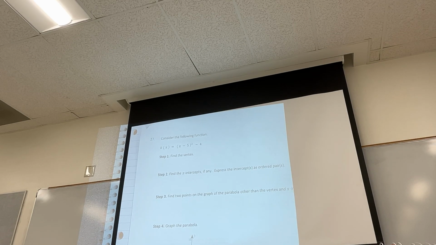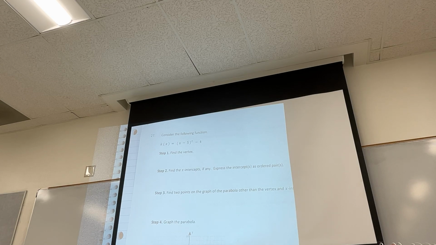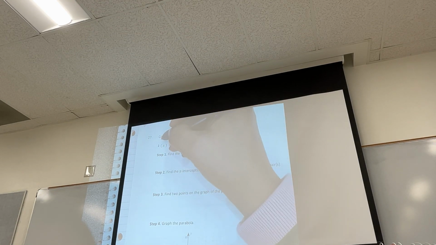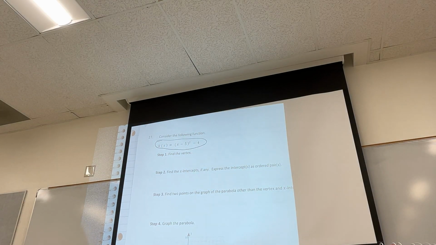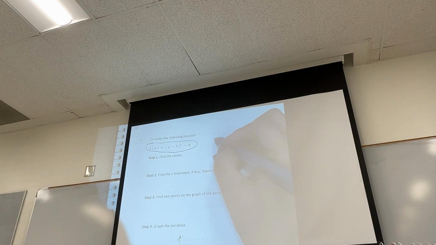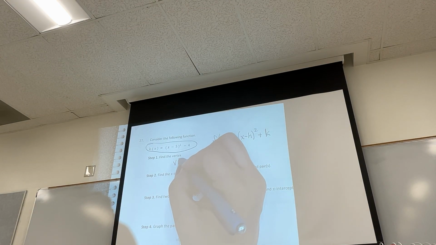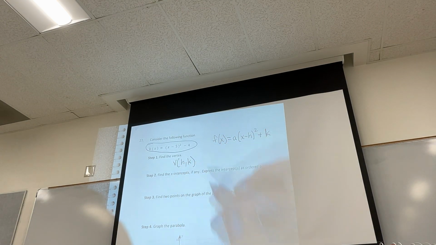Consider the following function. How do we know it's a function? Yeah, they're telling you k of x, function notation. Find the vertex. What form is this function written in? Vertex form. Vertex form is f of x equals a times (x minus h) squared plus k. If we know that, we can easily pull out the vertex. The vertex is written as (h, k).